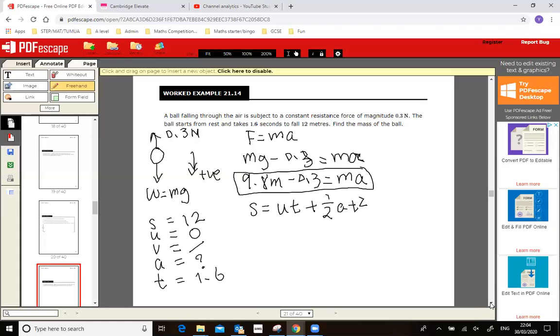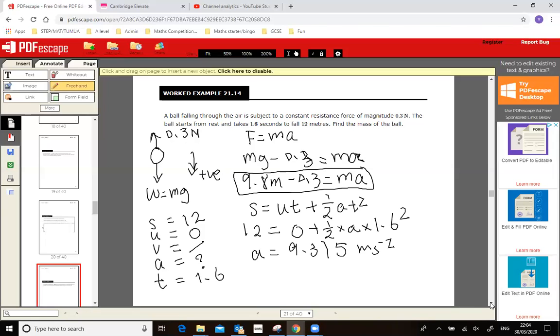So that would be 12 equals, okay, so this is great. If you use U as 0, the whole thing becomes 0, doesn't matter what the time is, plus a half times A, times 1.6 squared. So by putting it into the formula, and then into the calculator, we could very quickly work out the acceleration A must be 9.375 meters per second squared.